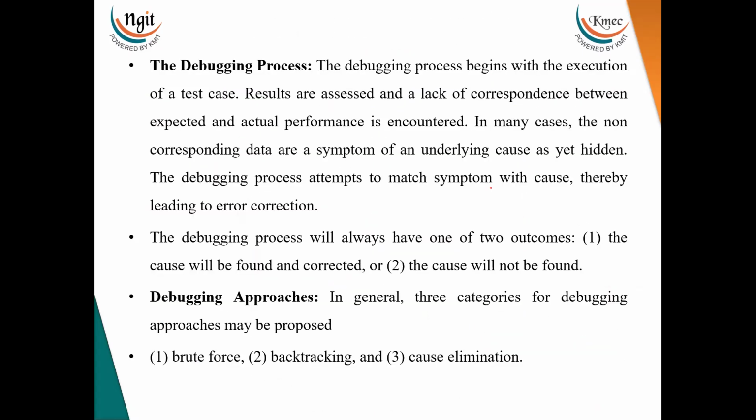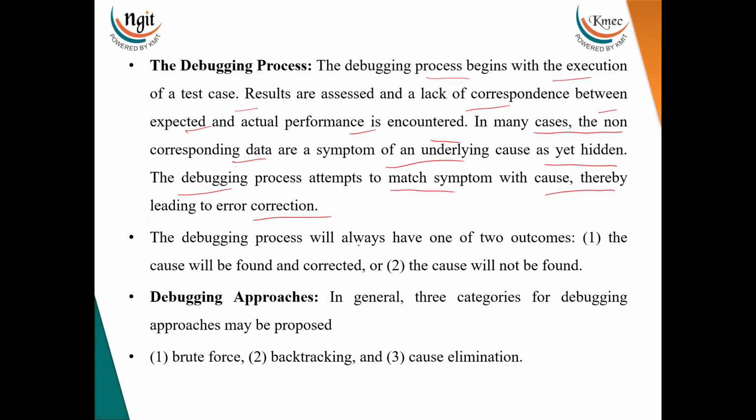Next, the debugging process. The debugging process begins with the execution of a test case. It starts when the actual output of a test case does not match the expected result. So the symptom is visible, but the cause is hidden in the code. The results are assessed and a lack of correspondence between expected and actual performance is encountered. In many cases, the non-corresponding data are a symptom of an underlying cause as yet hidden. So the debugging process attempts to match symptom with cause, thereby leading to error correction.